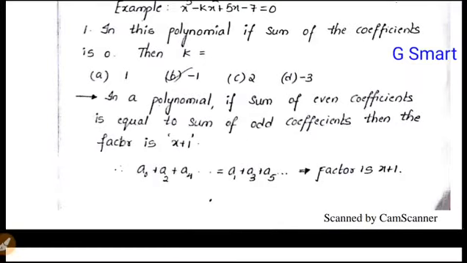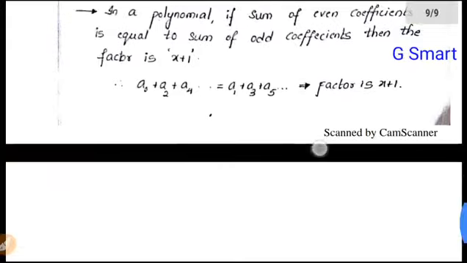So a0 plus a2 plus a4 and so on is equal to a1 plus a3 plus a5 and so on. If this happens, then the factor is x plus 1.